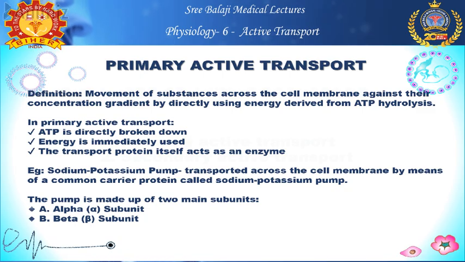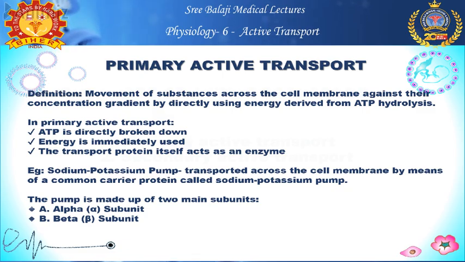Why is it needed? In the body, many ions need to be maintained at unequal concentrations inside and outside the cell. For example, sodium is high outside the cell and potassium is high inside the cell. Calcium is very low inside the cell. Hydrogen ions are secreted into the stomach. These gradients cannot be maintained by diffusion. They require energy, and that is where primary active transport comes in.